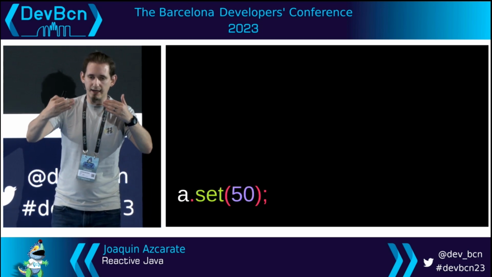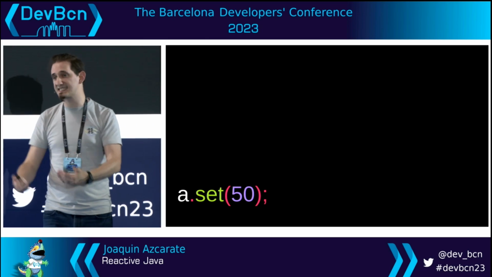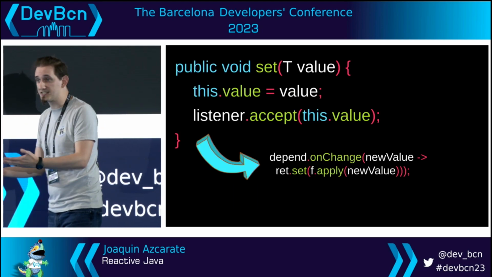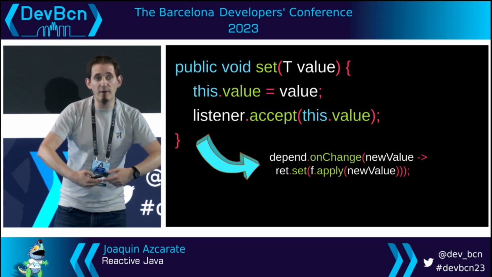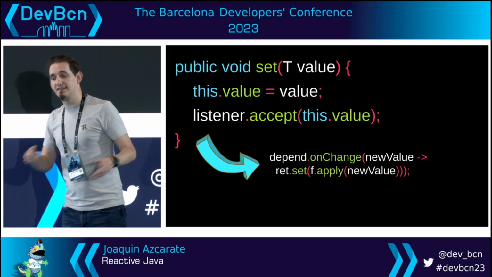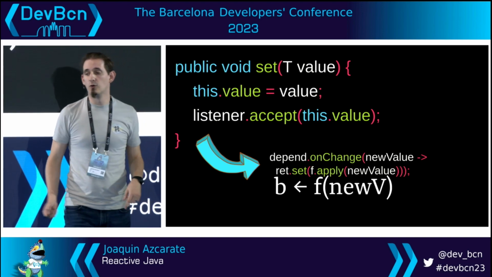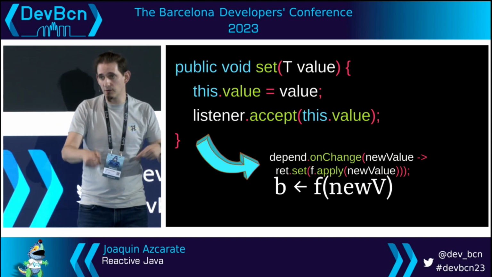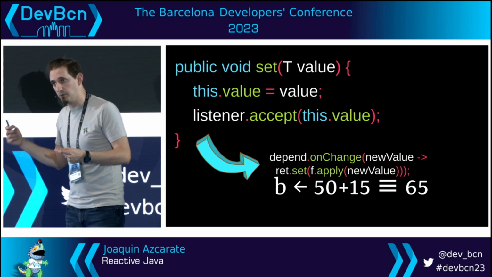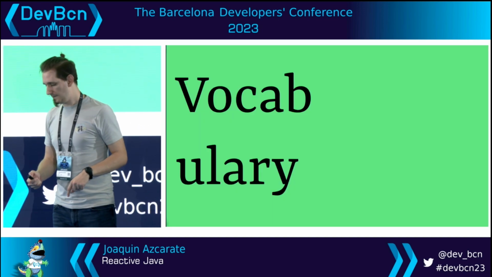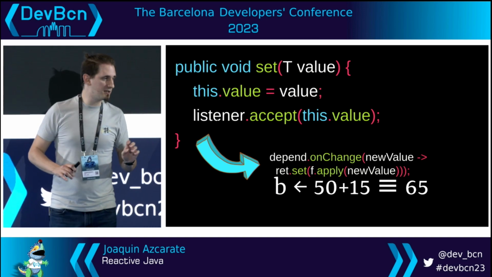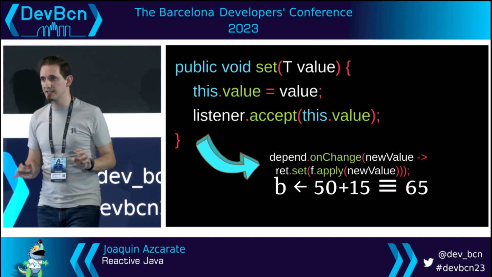Just to go into the computation model, when we set A to 50, we would go to the set code that calls the listener and tells it, hey, propagate the change throughout. This will do the callback, where B is the function of the new value. The function is plus 15. The new value is 50, so we would get 65. So at this point, we have sort of implemented the observer pattern.